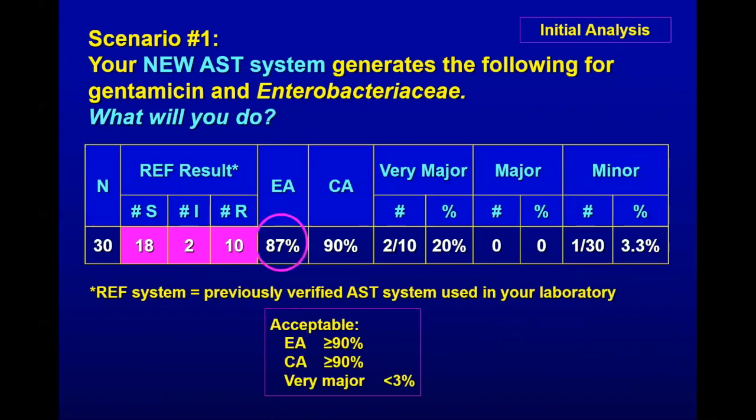Okay, and as you can see, essential agreement was only 87%. We previously mentioned, and I'm showing on this slide here, the acceptable essential agreement is greater than or equal to 90%. Categoric agreement is fine. If we look closer at the essential agreement, we can see that this was due in part to 2 out of 10 very major errors. Here we had two errors of false susceptible results out of 10 resistant isolates tested, giving us a very major error rate of 20%. We see no major errors, and 1 out of 30, the total number of isolates tested, minor errors.